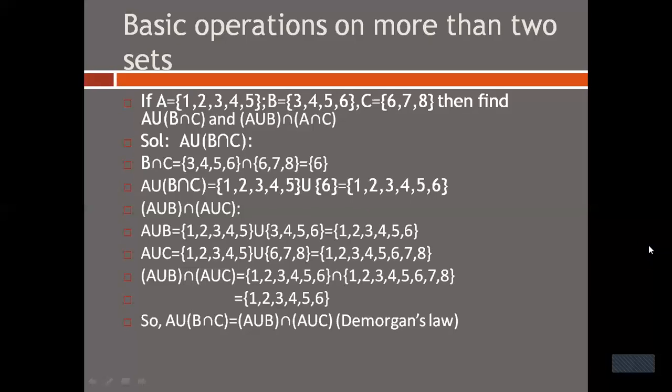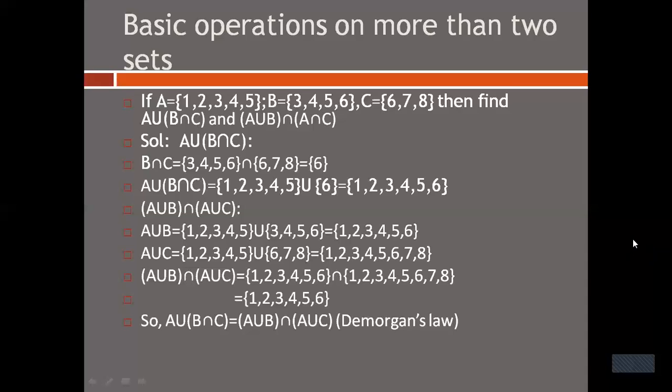Now A union C. A set is equal to 1, 2, 3, 4, 5. Union C set is 6, 7, 8. So A union C is equal to all the elements of both the sets, that is 1, 2, 3, 4, 5, 6, 7, and 8. Now (A union B) intersection (A union C) is the common elements in both the sets, that is 1, 2, 3, 4, 5, and 6.